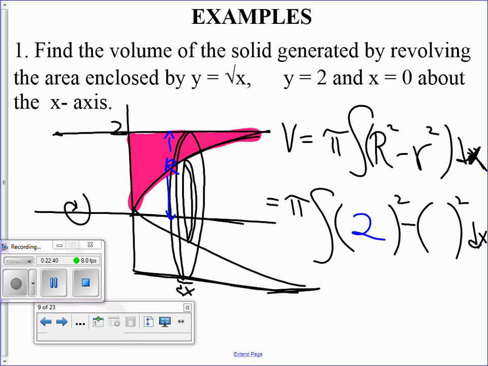Little r is the radius of the hole. So it's the distance from the axis of rotation to the inside of the shaded region. So you always start at the axis of rotation, but little r, the radius of the hole, you only go to the inside of your shaded region. So that's radical x, because y top is radical x, y bottom is 0.